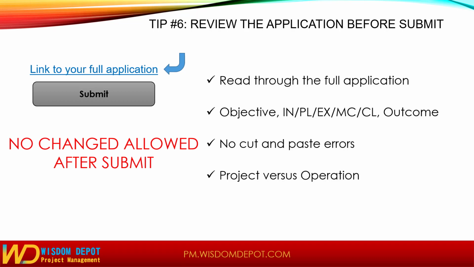A few things that you should check here: first of all, go through the full application, and for each project description, make sure that there's an objective, the 5 domain groups, and the outcome statement. It's okay if you have a project that doesn't cover one of the domains, such as closing, because the project is still in progress, but then you better make sure that you have other projects that have the closing domain group. You also want to make sure that there are no cut and paste errors, and that they are projects and not operations. If you are not sure, you can also find more information about projects versus operations in my blog.